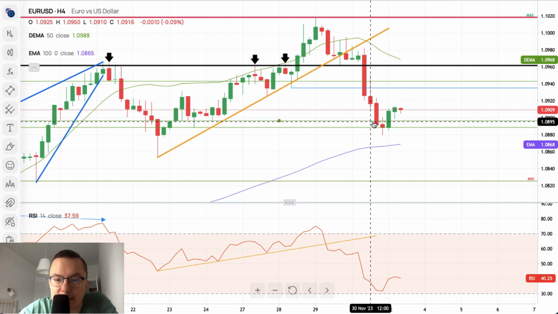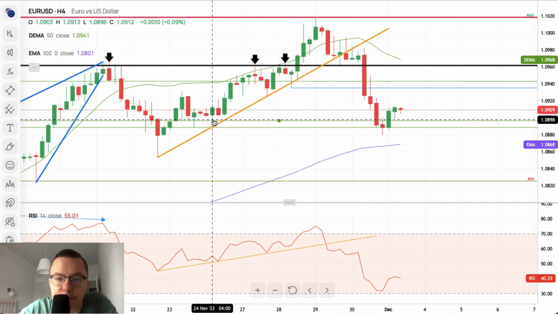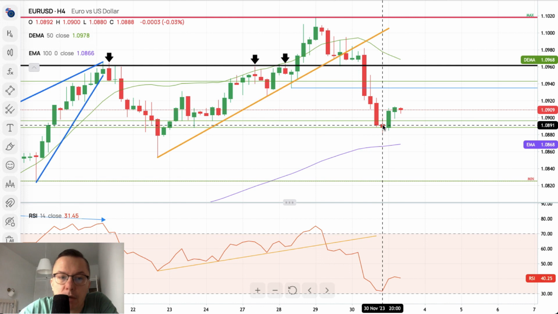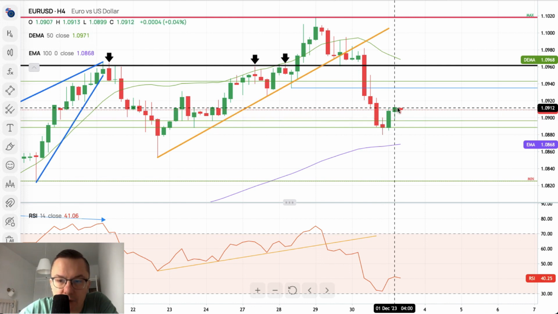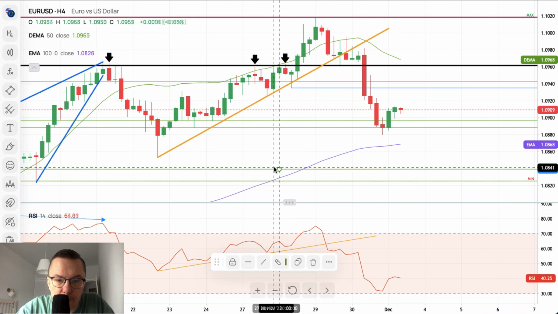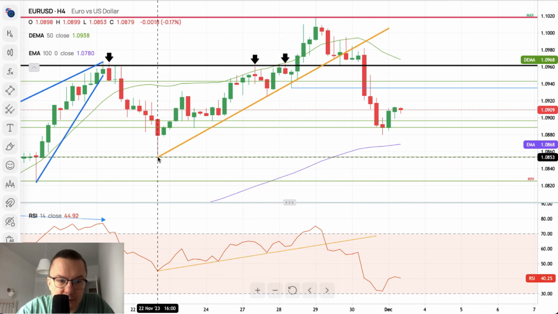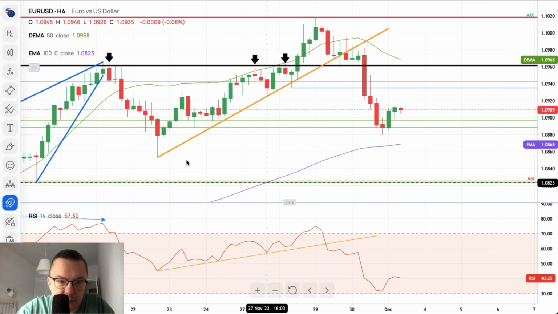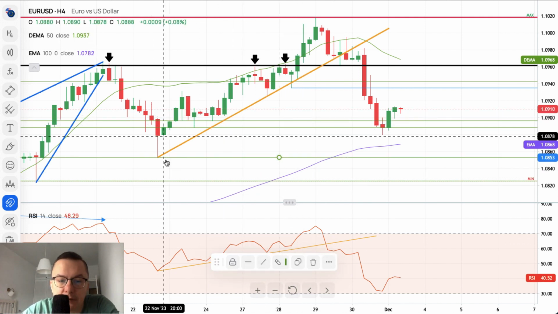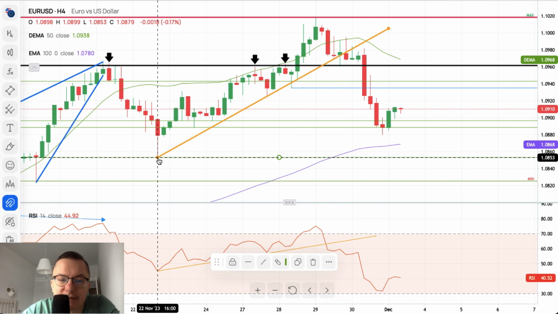The technical supports located at 1.0894 and 1.0888 have been violated. New local low 1.0880 has been made, and then we are doing some kind of a bounce. The next target for bears, of course, is the technical support. Let me just make sure that this is correct. There you go, 1.0853, and this is the low from November 22nd.